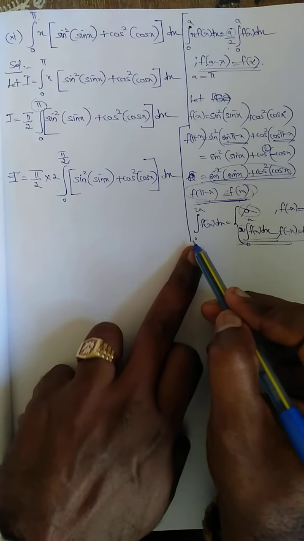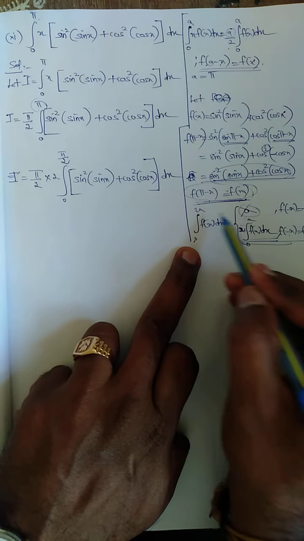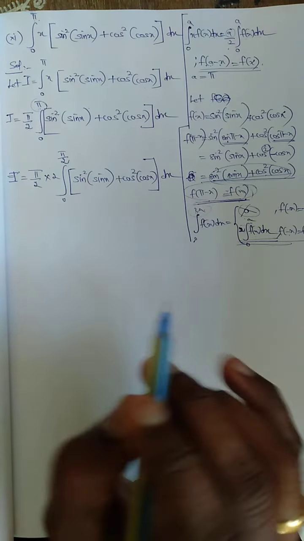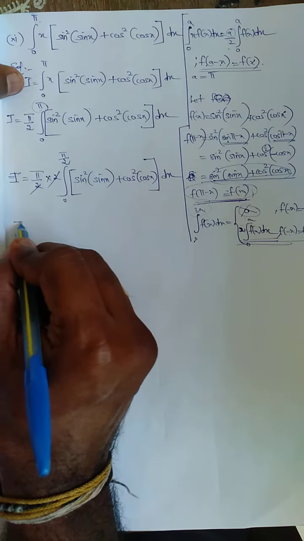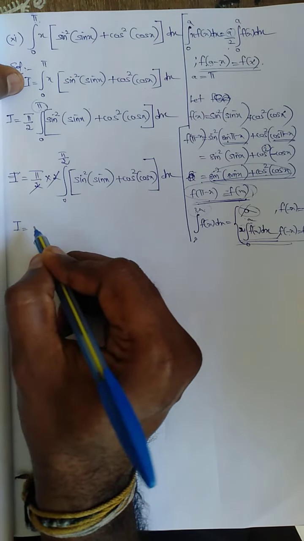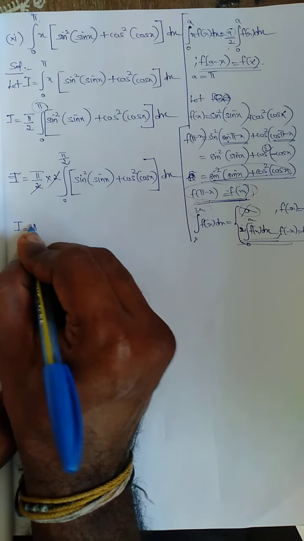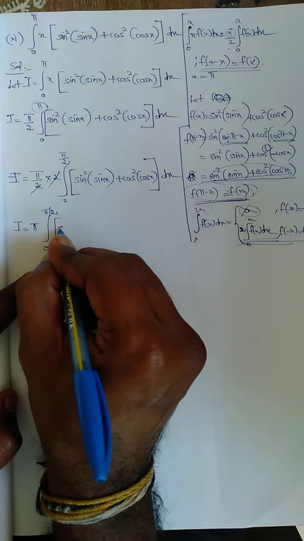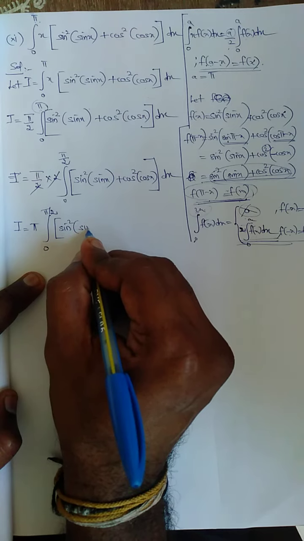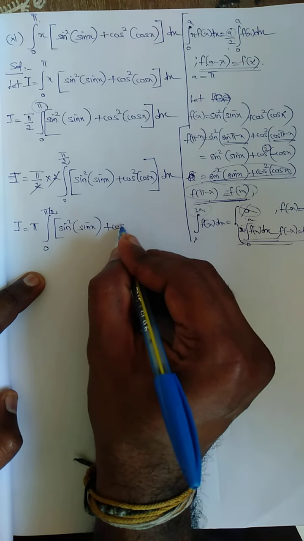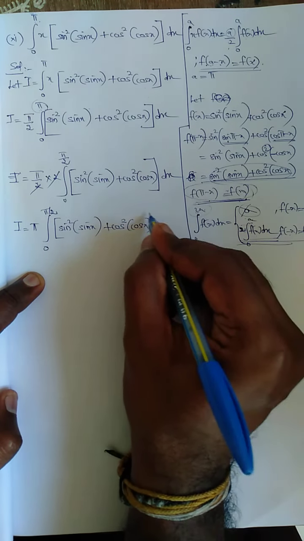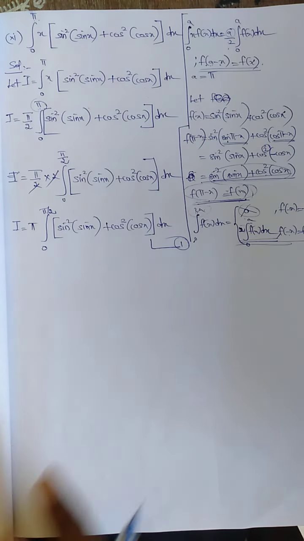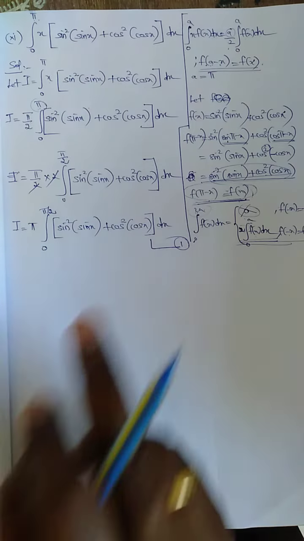What is the property here? If 0 to 2a, I need to divide by 2. 2a by 2 is a. Pi means pi by 2 into dx. The 2 gets cancelled. Therefore, I is equal to pi outside, 0 to pi by 2 sine square of sin x plus cos square of cos x, close the bracket, dx. Keep it as equation 1. This is very useful for us. Keep it as equation 1.